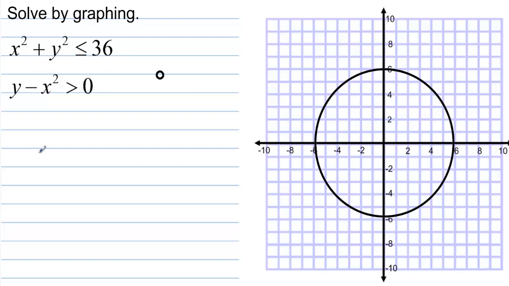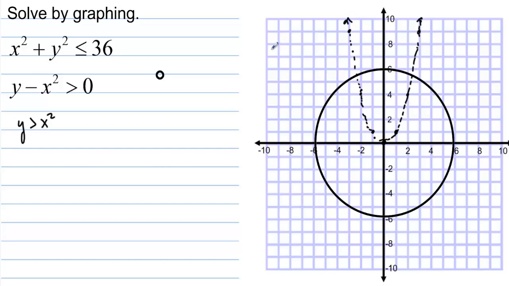The other one is, this is a parabola. We really have y is greater than x squared. So we have 0, 0, 1 squared is 1, 2 squared is 4, and 3 squared is 9. So we have the same thing on the other side, and when we graph this, this should be dotted. We don't want the equal to part. So here is a dotted parabola.